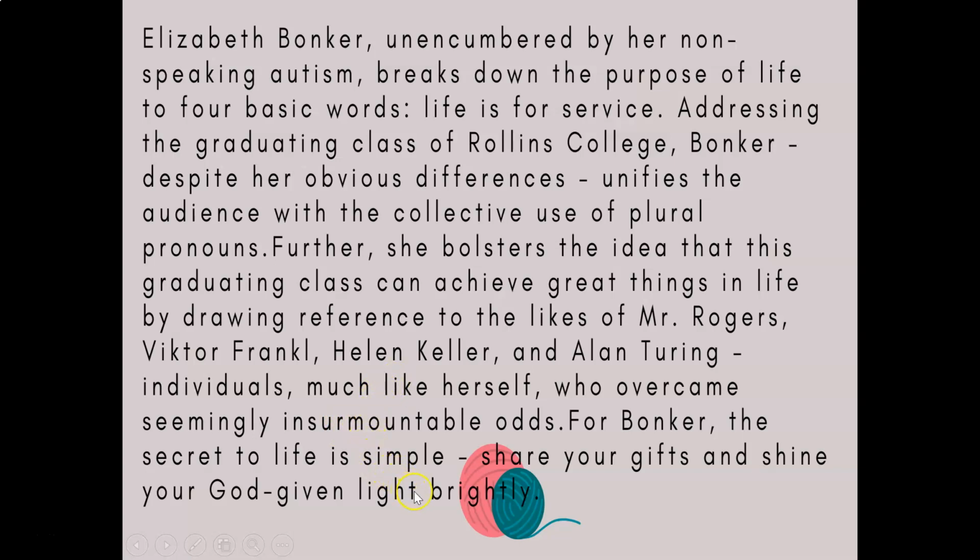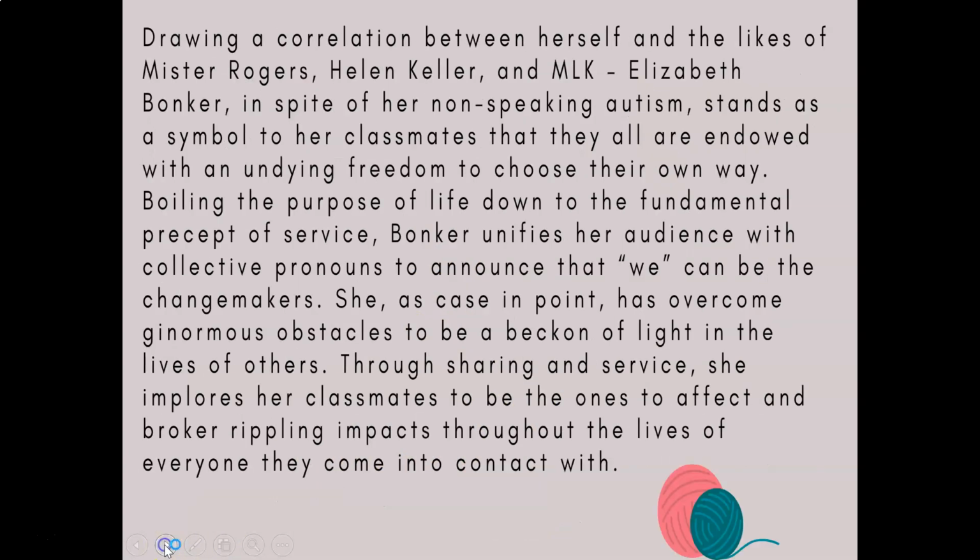And this kid out of the gate is on blazing fire. This is solid. So, a correct read of the text. It focuses on the construction of meaning in 3 sentences, 1 sentence of authorial intent, sentence constructs, vocab tier 2. Student number 2 is going to manipulate the exact same template. Drawing a correlation between herself and the likes of Mr. Rogers, Helen Keller, and MLK, Elizabeth Bonker, in spite of her non-speaking autism, stands as a symbol to her classmates that they all are endowed with an undying freedom to choose their own way.